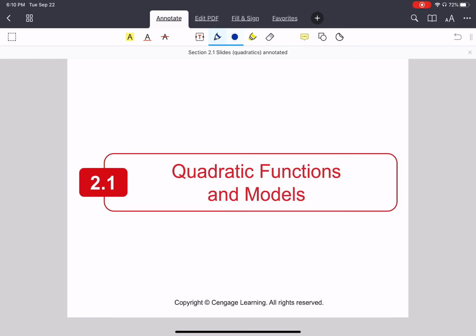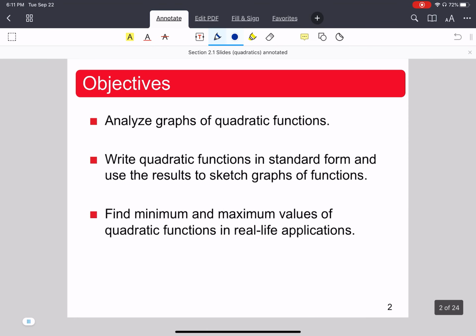In this video, I will talk about quadratic functions and models. Here are the course objectives: analyzing graphs of quadratic functions, write quadratic functions in standard form and use the results to sketch graphs of functions, and then find minimum and maximum values of quadratic functions in real-life applications.